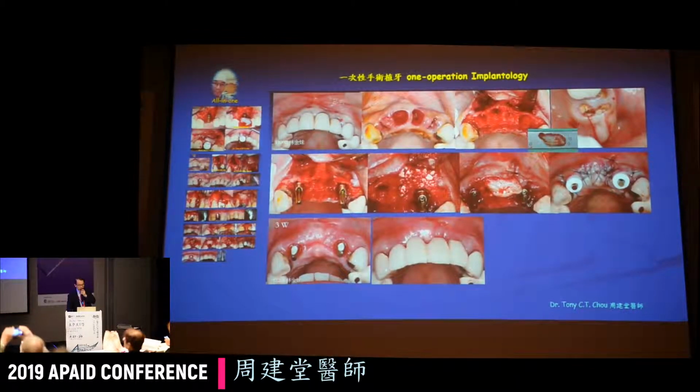The other case, maxilla anterior region, immediate implantation and buccal site dehiscence. We put a bone graft and we put the gingival graft cut from the retromolar area, and we combined both grafts together to perform in one operation. And this is after 3 weeks later. You see, we have very good soft tissue healing. And at this moment, we give the patient a fixed provisional.